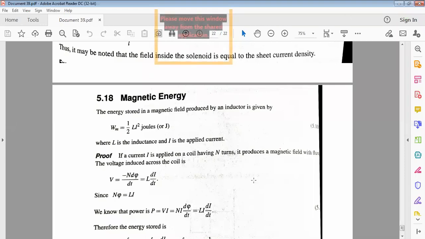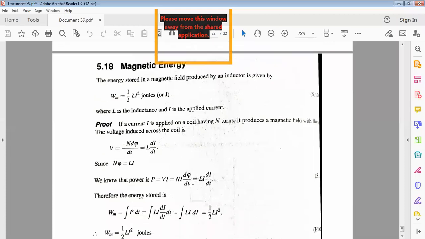If a current I is applied on a coil which has N turns, it produces a magnetic field with flux. The voltage induced across the coil V equals N into d phi by dt, which is equivalent to L into di by dt. So N phi equals L I, because both are equal and opposite and cancel each other.